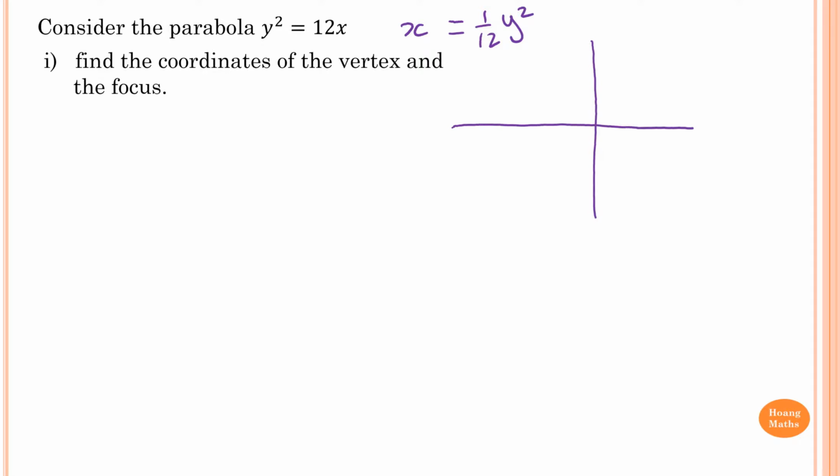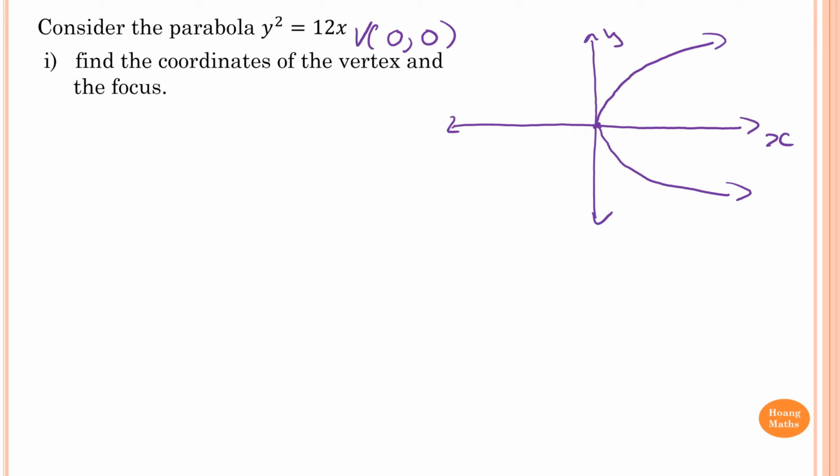So this is x and this is y. We know that the vertex is 0, 0. The y squared equal 12x doesn't move the vertex, so the vertex is 0, 0, here. And positive y squared equal 12x, so they're all positive. So the curve is like this.